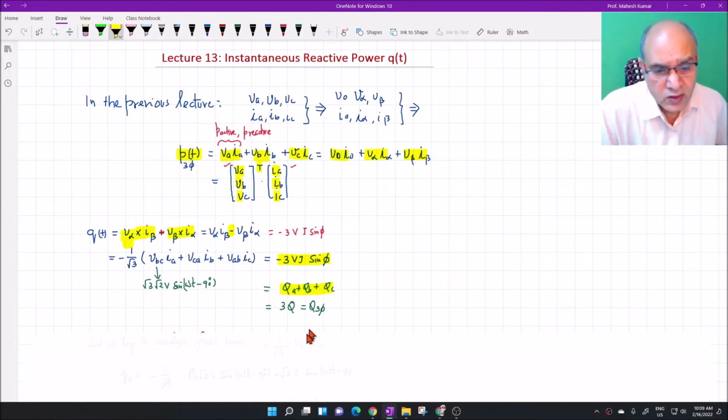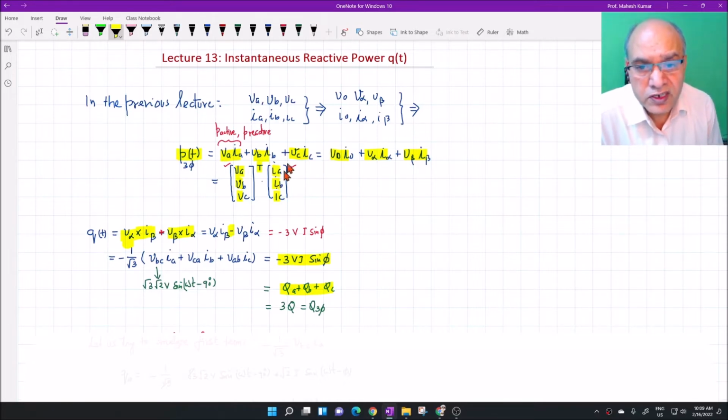For three-phase, it looks quite obvious. If someone asks you what is three-phase reactive power, you will say minus, or you can say 3 VI sin phi, because each phase consists of VI sin phi. Similarly, the active power is 3 VI cos phi. If you simplify for the three-phase system, we already proved it, it is 3 VI cos phi.